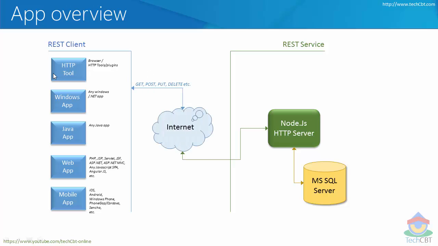So my HTTP tool is going to send all those GET, POST, PUT and DELETE based requests through the internet, and those requests are forwarded to the Node.js HTTP server. This HTTP server will be continuously listening for any of the requests coming through this HTTP tool or any of these clients for that matter, processes that information and stores it into the SQL Server. And if we are trying to fetch information, it will be retrieved from the SQL Server and finally converted back to JSON or whatever format we specify, and responded back to the respective client.